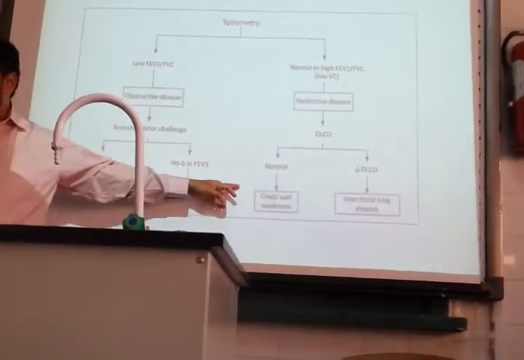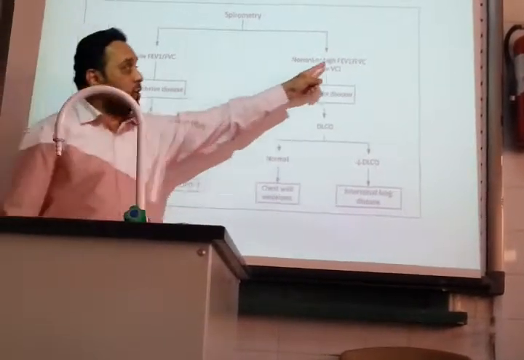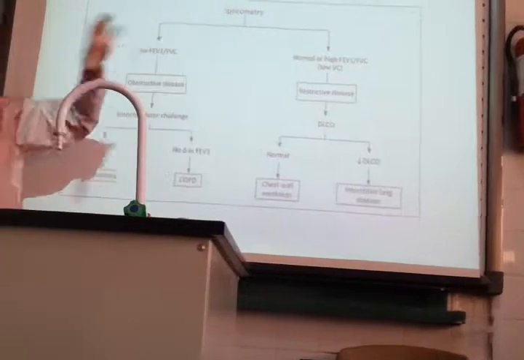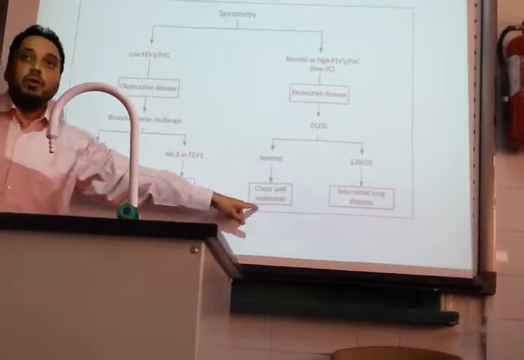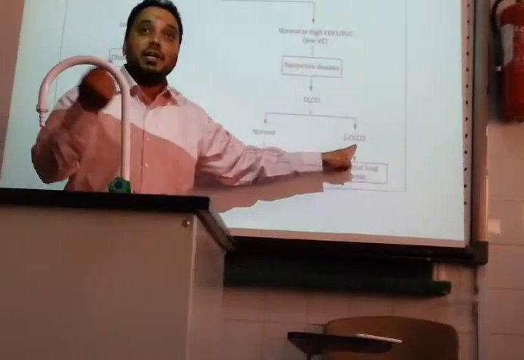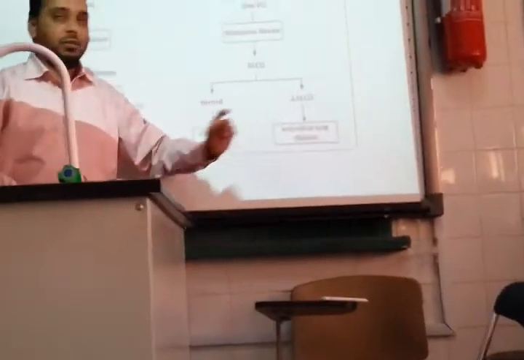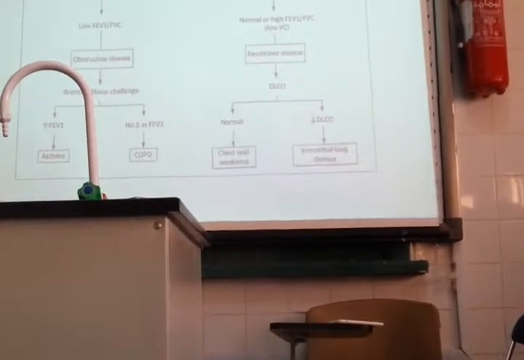If you find the diffusing capacity to be normal, the normal or high FEV1 or spirometric result is because of chest wall weakness. If the diffusing capacity is decreased, that means there is interstitial lung disease. Understood?